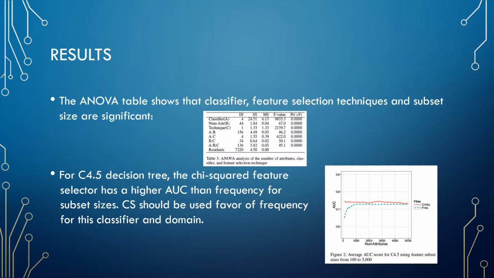Now we will see the ANOVA table on this slide, which shows that the classifier, feature selection techniques, and the subset sizes are significant. If we look below, for the C4.5 decision tree, the chi-squared feature selector has a higher area under the curve than frequency for subset sizes. The chi-squared should be used in favor of frequency for this classifier and domain, as we can see in the graph on the right.